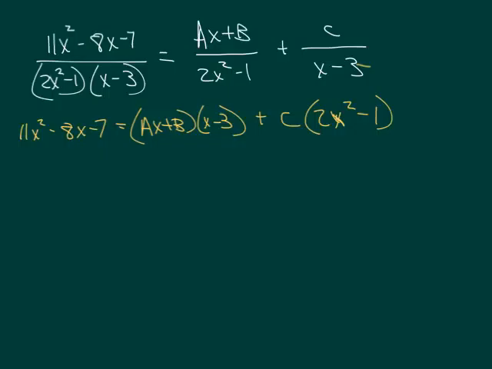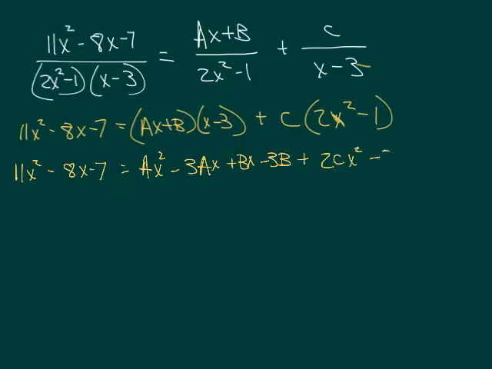So that's why I showed you the last example, so that we can come to this example, you can figure out, okay, there is an alternative to doing this. So I am going to FOIL this here. So I get 11x squared minus 8x minus 7 equals ax squared, the first one, and then 3ax outside, inside, last. And then I'll just distribute my c there. 2cx squared minus c.